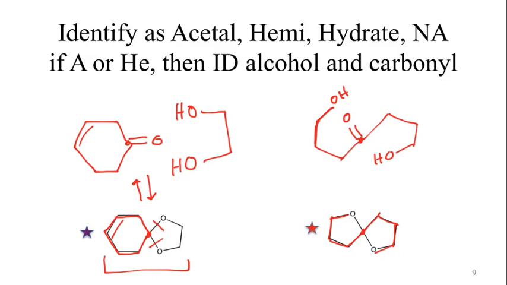Very similar to, I believe it was the middle one from our last set of examples, except now we have actually a ketone, not an aldehyde. So our alcohol and our carbonyl source came from the exact same molecule. It was all within one thing. So what we've got is an intramolecular acetal formation, or an acetal reaction, because it happened within the same molecule. Okay.